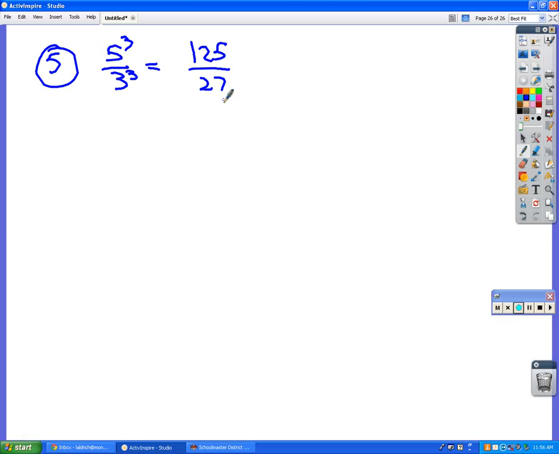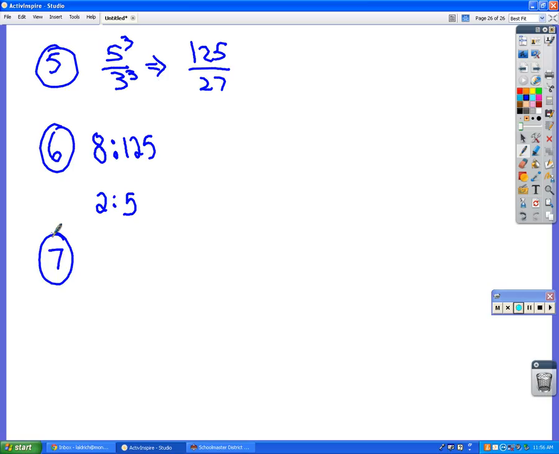Okay? Number 6, you're going to do the same thing but backwards. This time they give you the ratio of volumes. You cube root it. So if you know the ratio of their volumes and you want the ratio of their heights, you cube root it. So the cube root of 8 is 2, and the cube root of 125 is 5. All right? That's the answer.